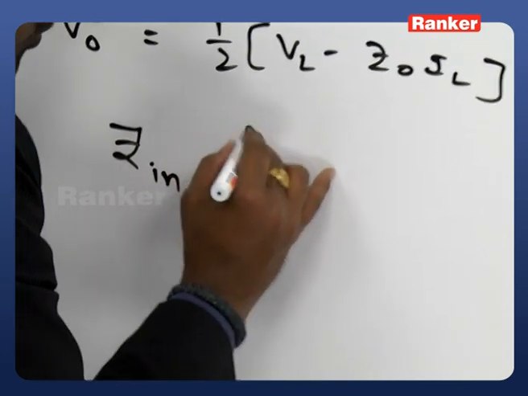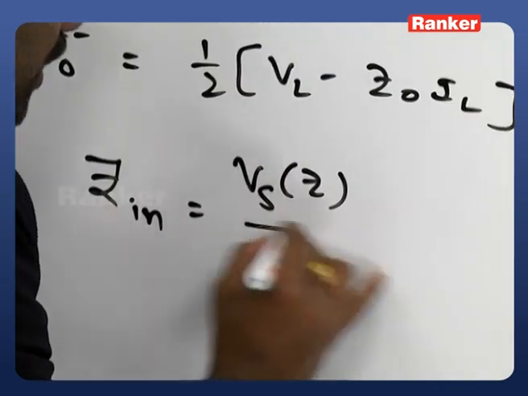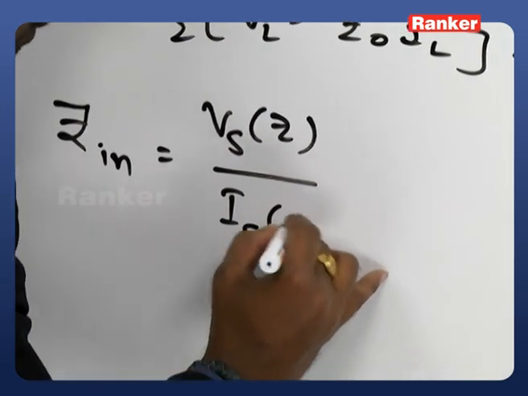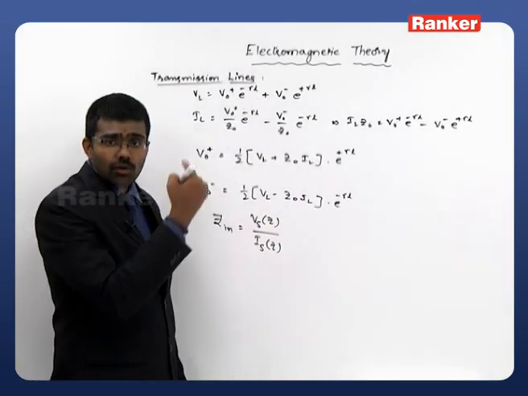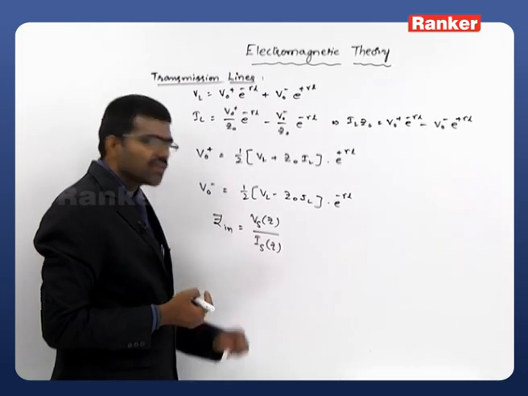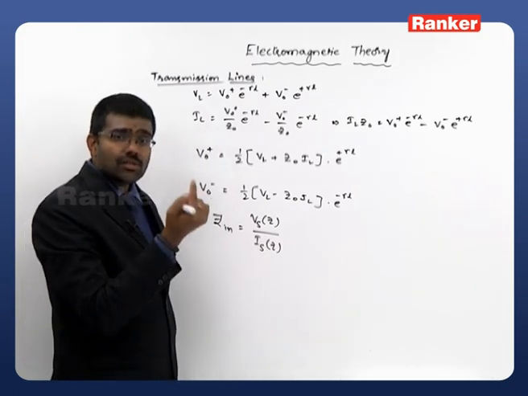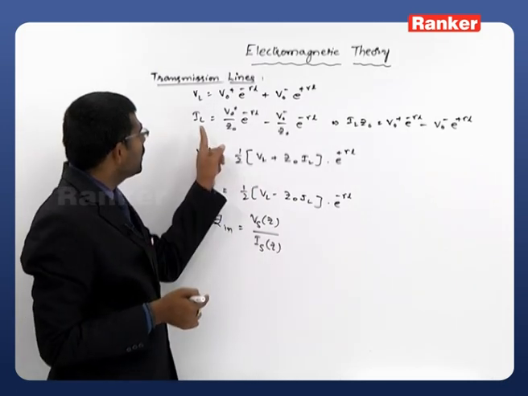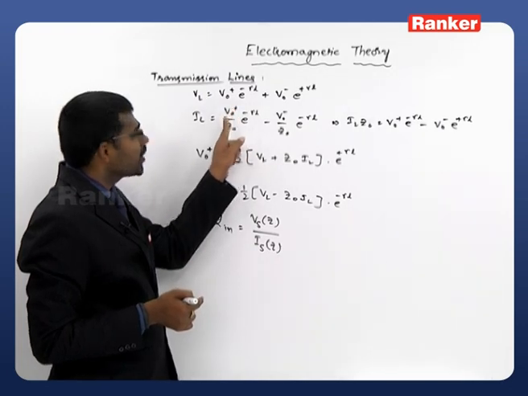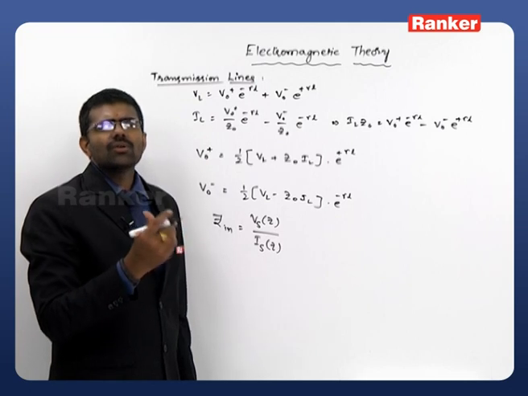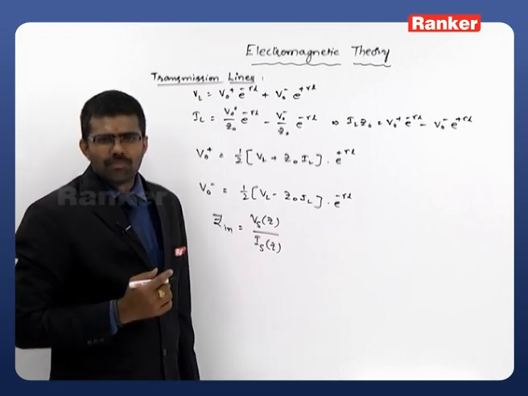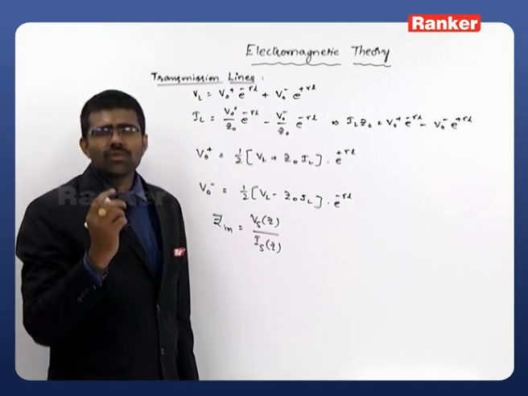Z_in equals Vs of Z by Is of Z, right? Now you can substitute Vs of Z here, that we have in our earlier step. Is of Z here also will be modified by substituting I plus equals V0 plus by Z0, I minus equals minus V0 minus by Z0. After that you have a simple mathematical manipulation. With that mathematical manipulation you will get a beautiful equation.